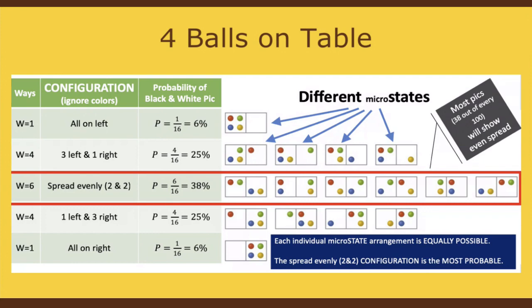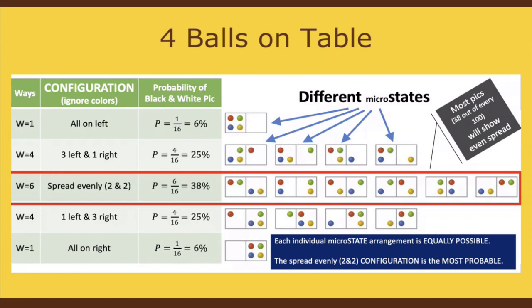And then if we want to evaluate how many ways it could be 3 balls on the right and 1 on the left, well, that would be just like the 3 on the left and 1 on the right, 4 ways. Now we have all of these ways. We had 1 way it was all on the left, 4 ways it was 3 on the left, 6 ways it's evenly, 4 ways it's 3 on the right, and 1 way all on the right. That's a total of 16 different ways.